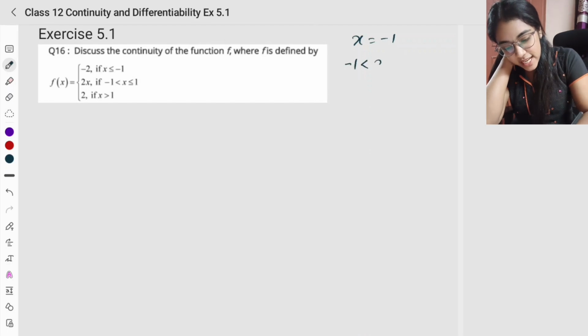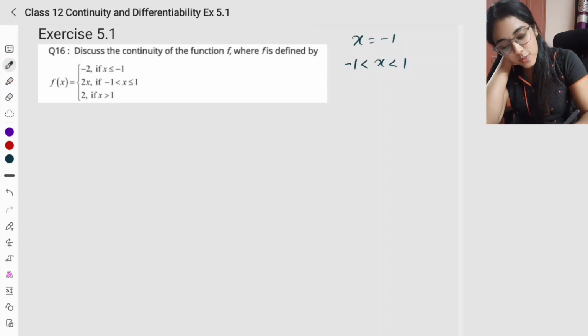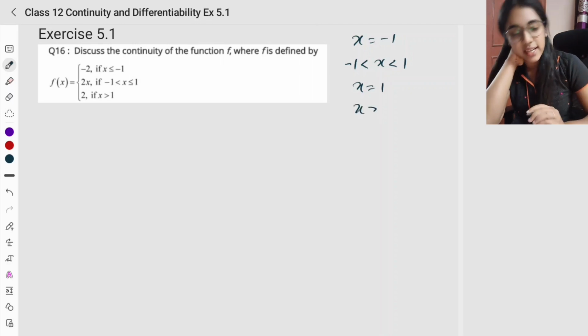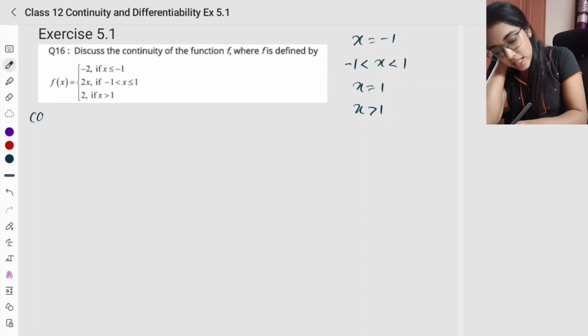What is my next case? -1 less than x less than 1. Then you have x greater than 1, x less than 1. ரெண்டு கேஸும் இருக்கு. So I have to look for x is equal to 1 because I have left hand limit and the right hand limit. Then what is my last case? X is greater than 1. Okay, it is very very similar to the previous question. இப்போ பண்ணலாமா?